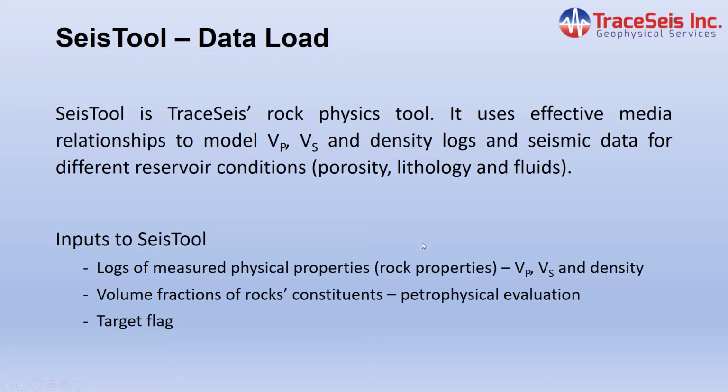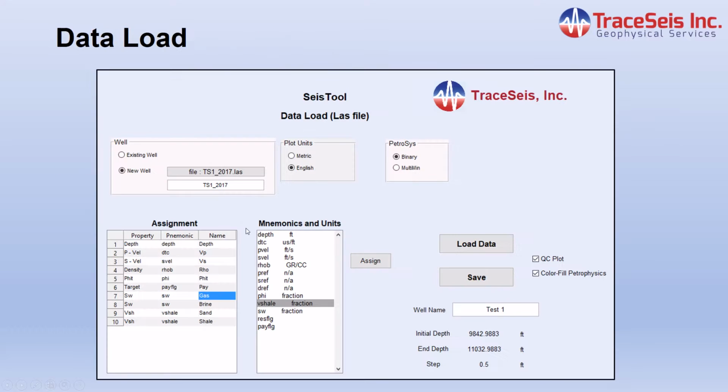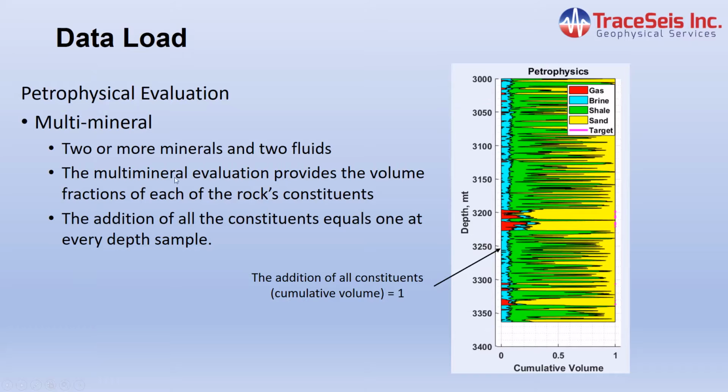The inputs to SeisTool are the P-wave velocity, S-wave velocity, and density logs, a petrophysical evaluation, which includes the volume fractions of the rock's constituents, and a target flag. Data is input in LAS format, and there are two possible ways in which the petrophysical evaluation can be input. It can be either binary or multimineral, and we'll make some comments about each one of these in the next couple of slides.